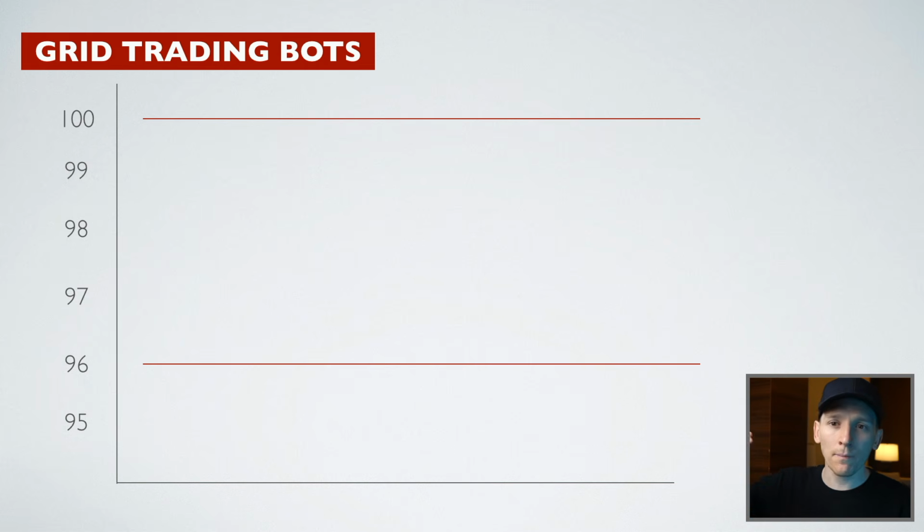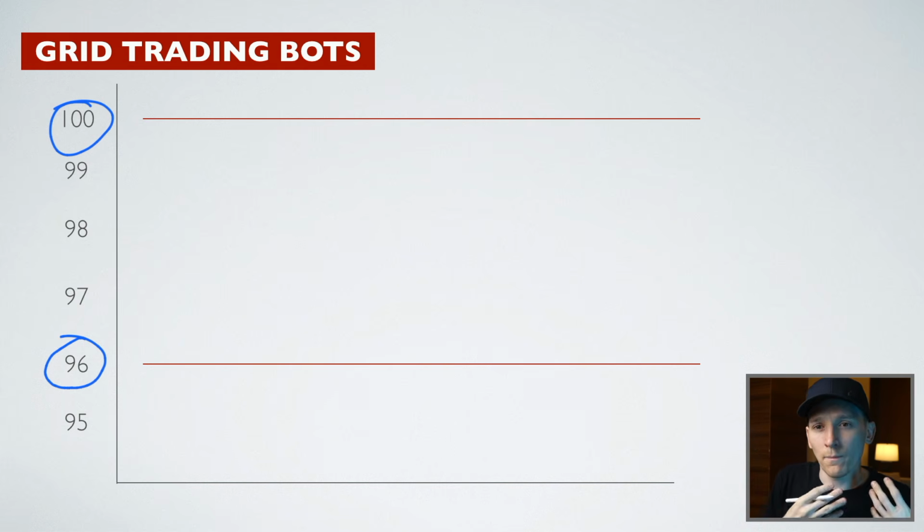Essentially, you give them an upper and lower bound where the grid bots are going to trade for you, right? So that can be any different price for any different asset. But if we have an asset and we want to trade within a range of 96 to 100, so we have a lower bound and we have an upper bound. Within this price range, the grid bot is going to buy and sell with your instructions. So the first thing is we have a price range, upper and lower bound.